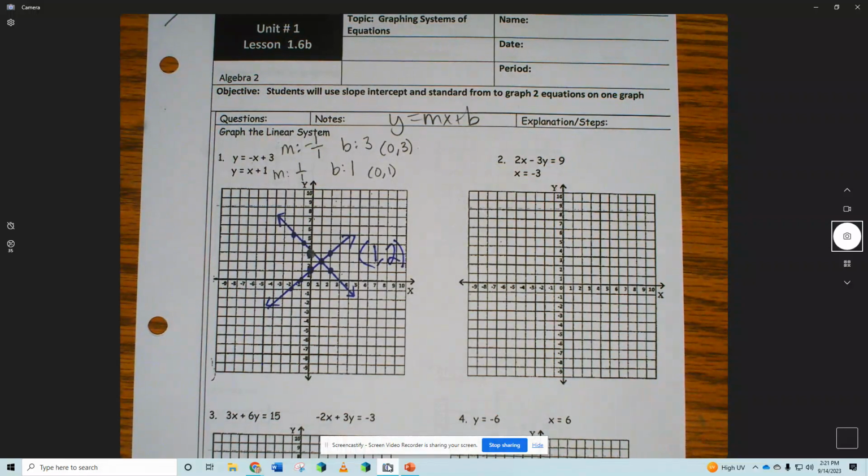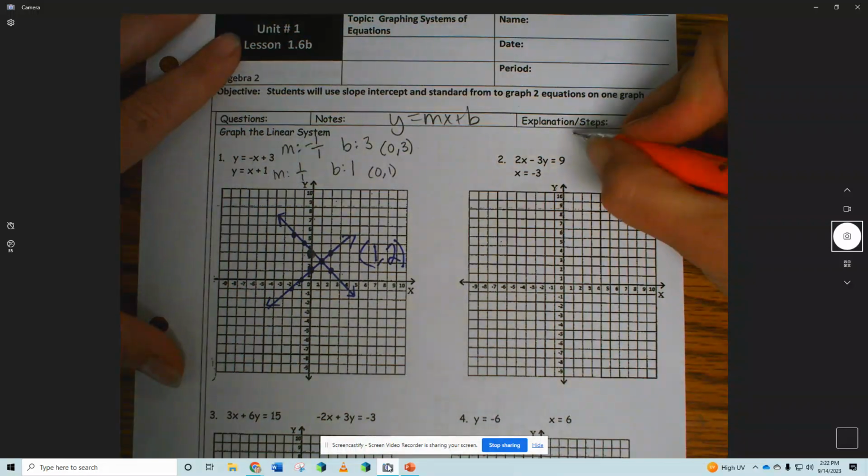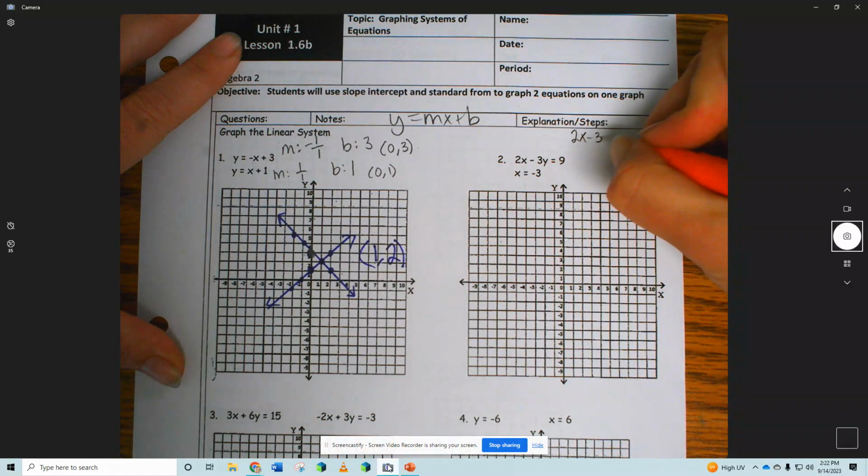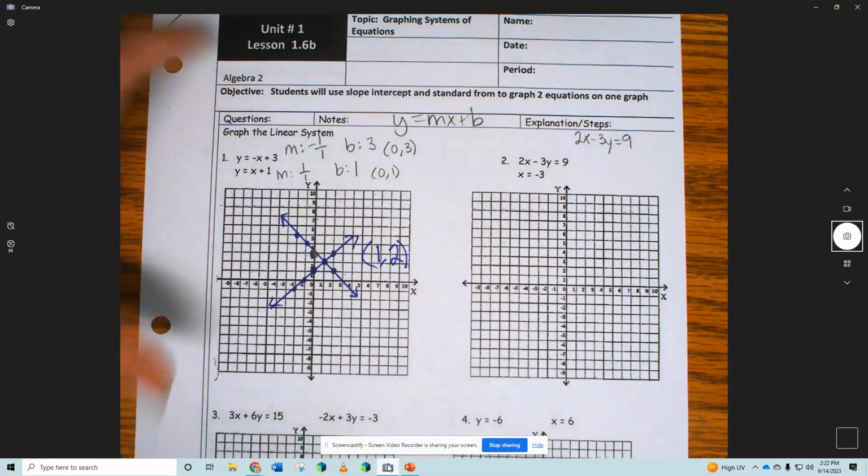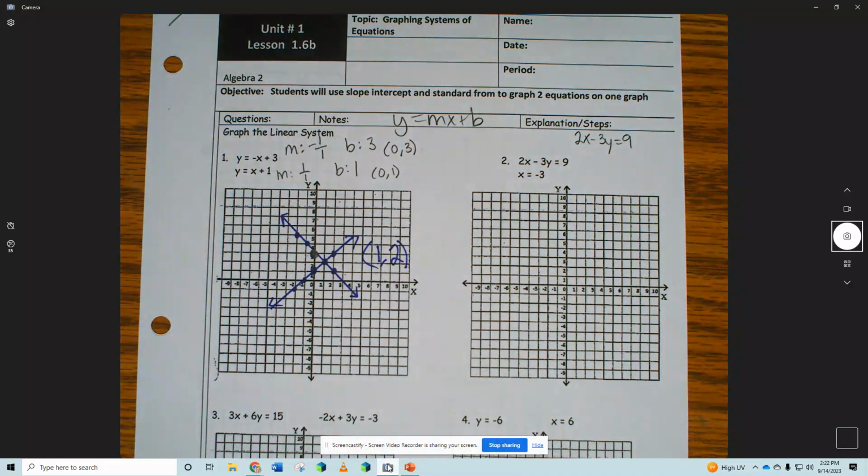Number 2 is not quite ready. This 2x minus 3y equals 9 is not what we want. The homework is 1 through 10. Mr. Reyes, homework is 1 through 10.